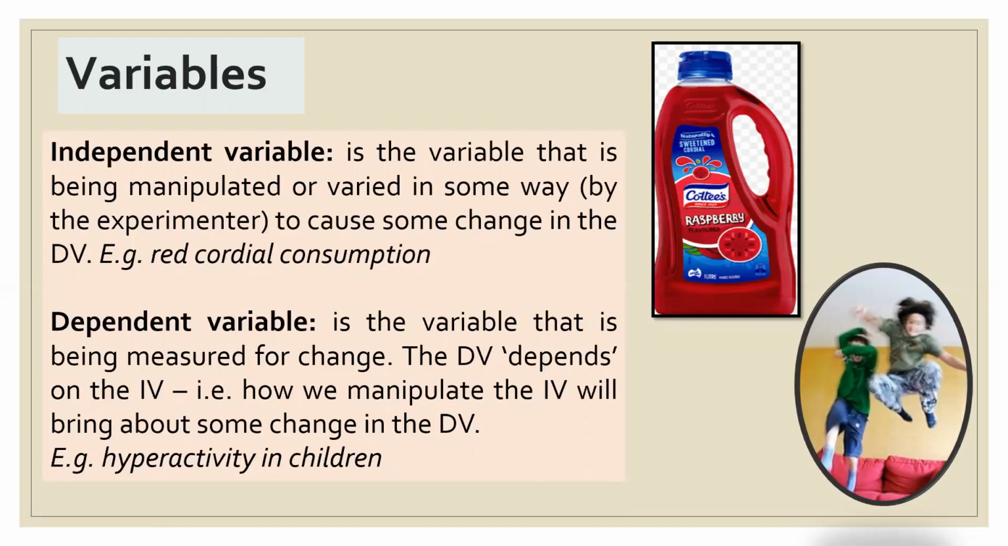So in this case, the behavior is not red cordial. Red cordial is just an item. The behavior we're measuring in this case is hyperactivity. Hyperactivity automatically becomes the DV because it is the behavior that we're measuring for some change, to see if it's increasing or decreasing. The variable that the researcher is manipulating, which is supposed to cause some change in the DV, is the red cordial. So as a researcher, I can decide I want the kids in my study to drink 1 glass of red cordial, and then I'll measure their hyperactivity levels.